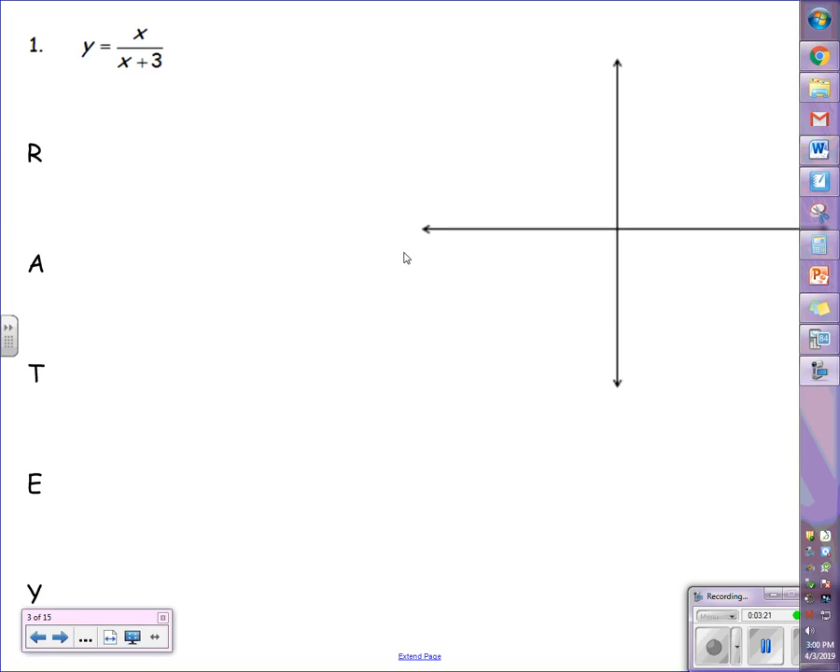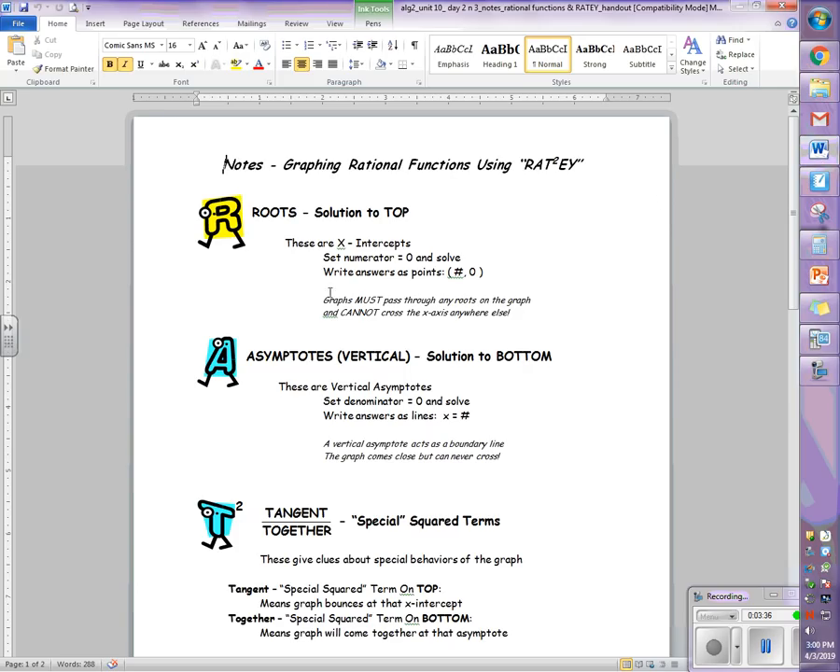Alright, so now we're going to practice graphing rational functions using the RATE method as well as a graphing calculator. The RATE method is listed on this handout here. It's an acronym, and it tells you what each part stands for and how each part applies to the rational function. So the first thing we're going to find are the roots for R.